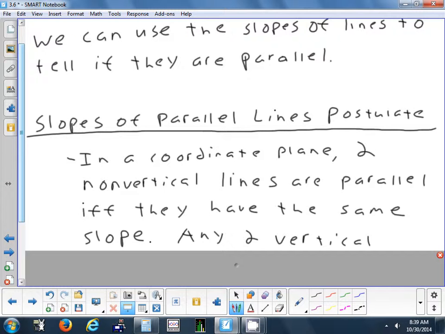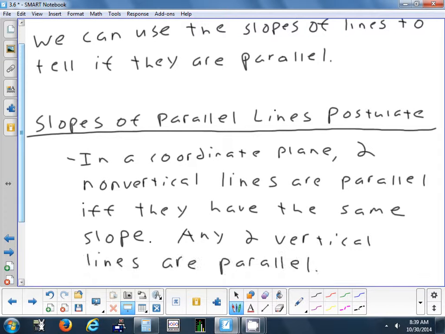The reason they say non-vertical is because generally when we're talking about slope, we have a number. But if the lines are vertical, the slopes are undefined. So that's kind of a special case. Any two vertical lines are automatically parallel.